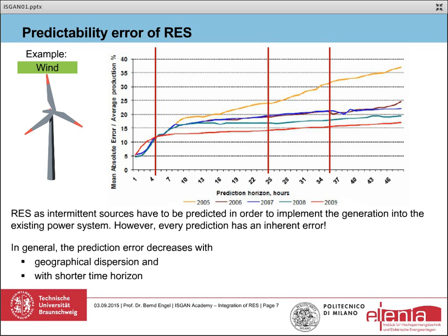This can be viewed on the diagram here. Today we have an error below 15% with one day before as a prediction horizon.